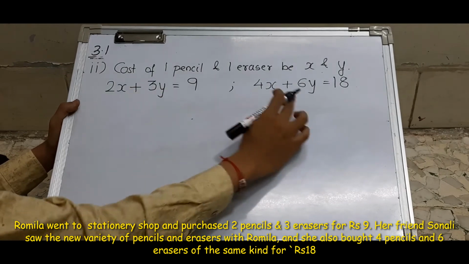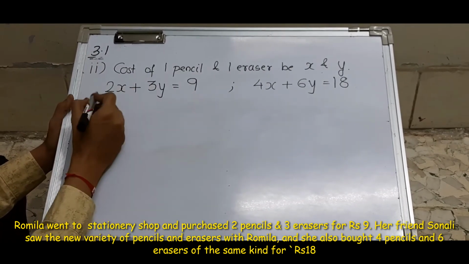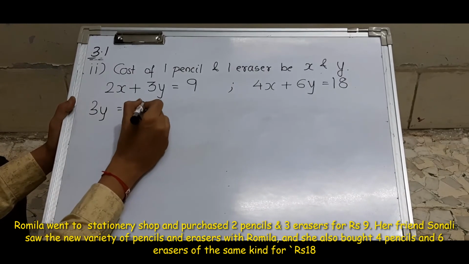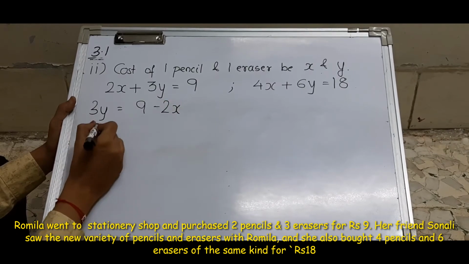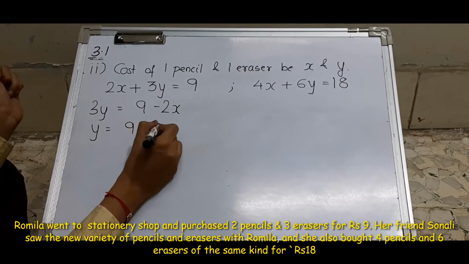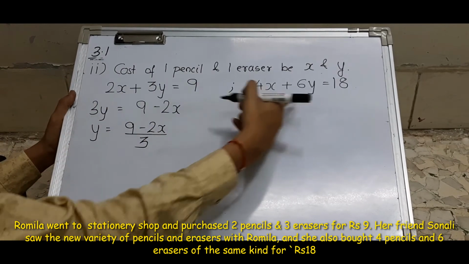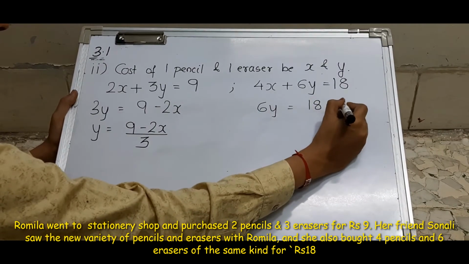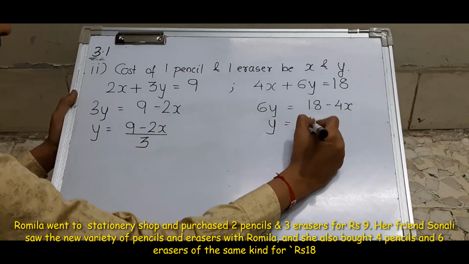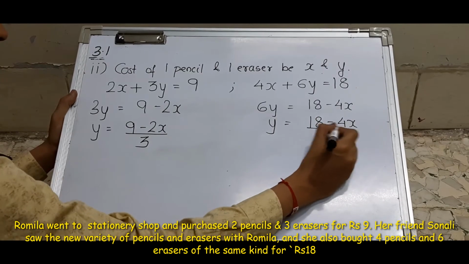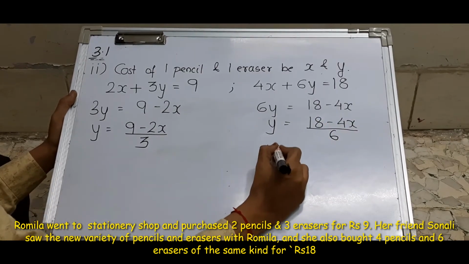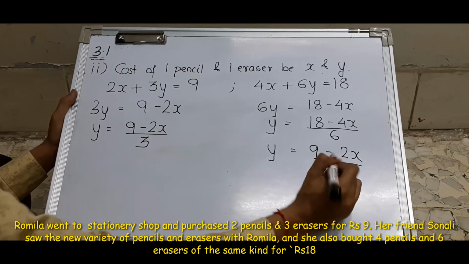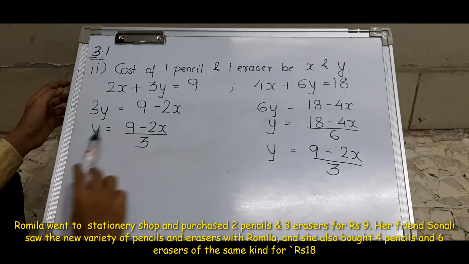Okay? I've got 2 equations. So again I'll try to find y. So how will we find y? 3y will be how much? 9 minus 2x. So my y becomes 9 minus 2x upon 3. Here, what will 6y be? 6y is equal to 18 minus 4x. So y will be 18 minus 4x upon 6. If I take common, y comes to 9 minus 2x upon 3. A big surprise, both the equations are coming the same.